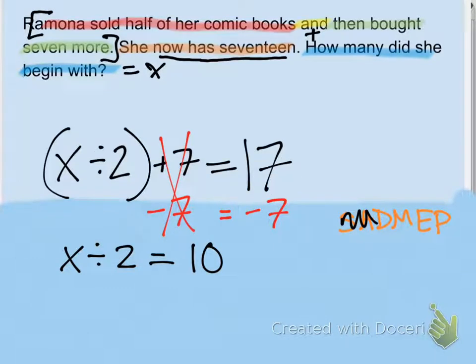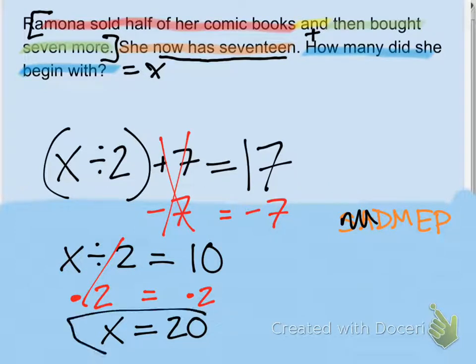Do I have any division or multiplication? Yes, it is x divided by 2. So since we're doing divide, we do the opposite. Times 2 is equal to times 2. Either way works as long as I see that you do it on both sides. What's 2 divided by 2? It's 1. So we're just left with 1x or x equals. What's 10 times 2? It is 20. Awesome. So in the beginning, she has 20.